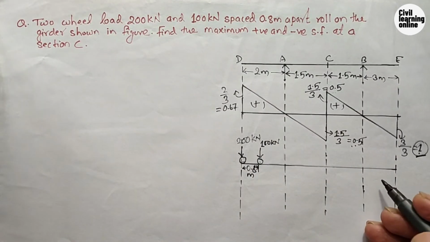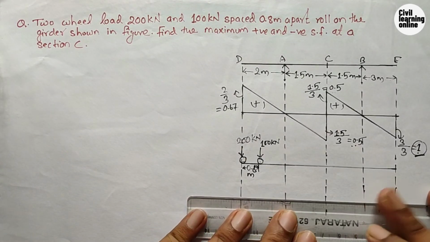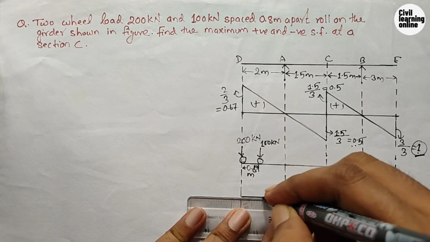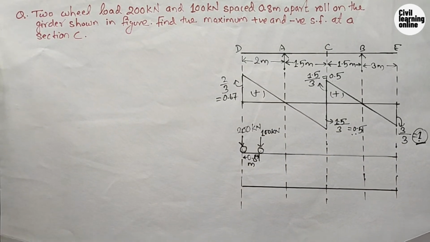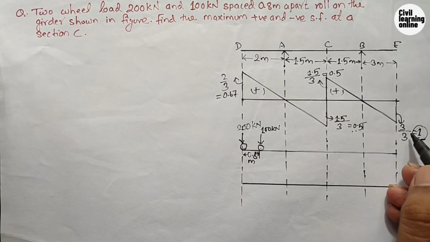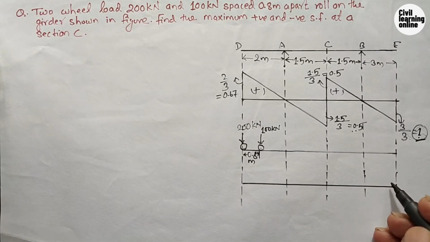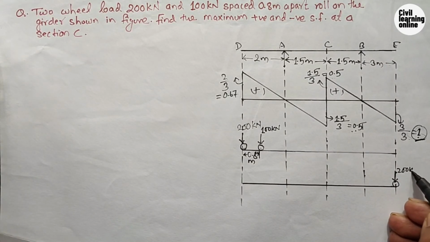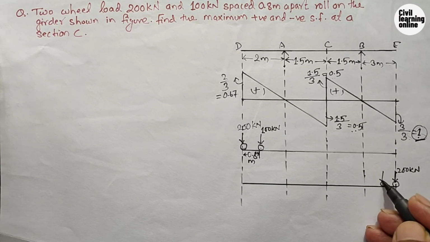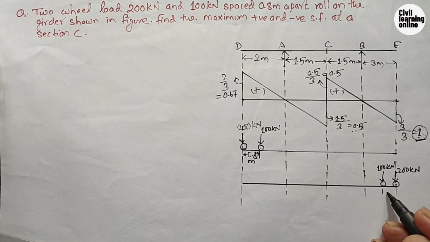Again, for calculating the maximum negative shear force, the load is going to occupy the maximum value of the ordinate, and the maximum value of the ordinate is here in the negative portion. This is maximum, so our 200 kilonewton will be placed here, and our 100 kilonewton is 0.8 meter apart from this, so here this is going to be 0.8 meter.